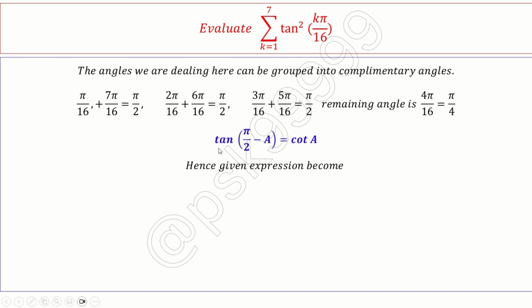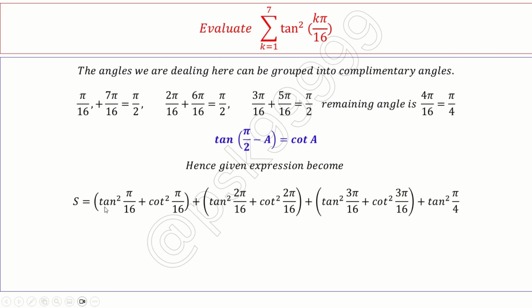We know that tan of pi by 2 minus a equals cot a. So if I group them, the given expression becomes tan square pi by 16 plus cot square pi by 16, plus tan square 2 pi by 16 plus cot square 2 pi by 16, and so on. And this value we know is 1. Now what we will apply is tan square a plus cot square a equals 4 cosecant square 2a minus 2. You can easily derive this one: just expand into sine and cos format and see. You can easily do this yourself. This is not a big thing.